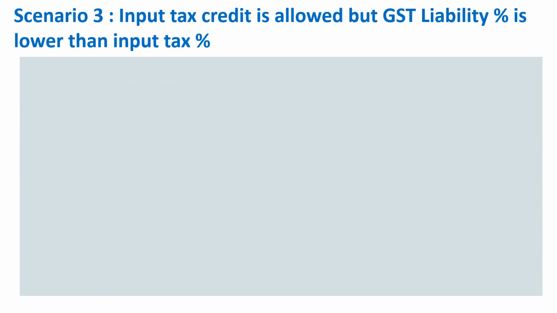Now, let's try to understand scenario 3, where input tax credit is allowed, but the GST liability percentage is lower than the input tax percentage. That means when you're paying a vendor, the tax applied by your vendor on you is higher than the GST liability you charge your customer. So let's understand through an example. I'll take the same example so it is easier for you to connect the numbers.